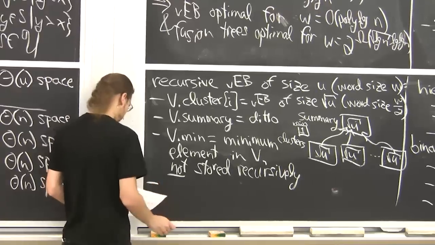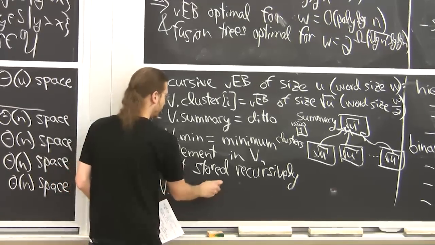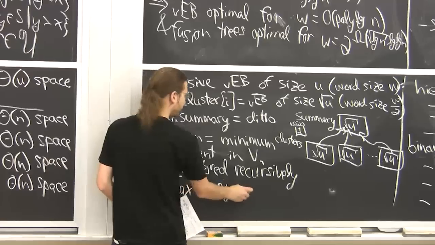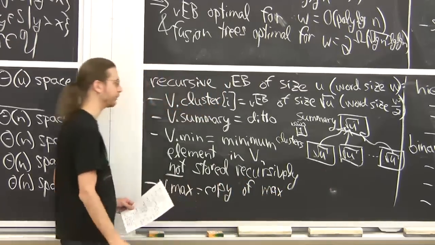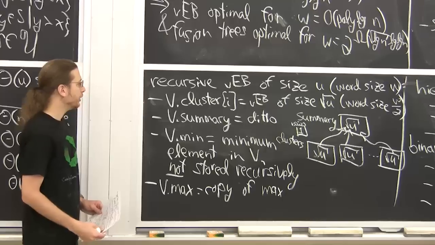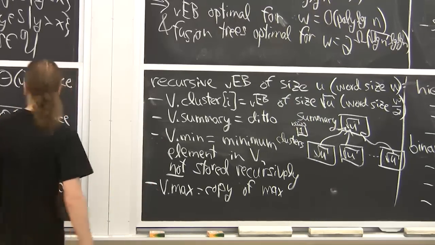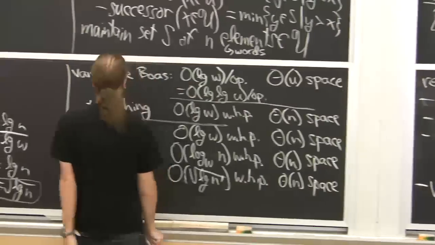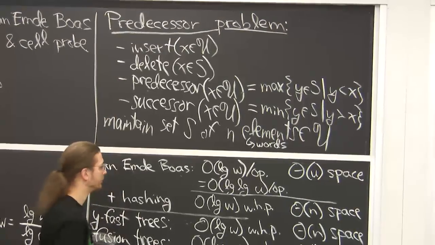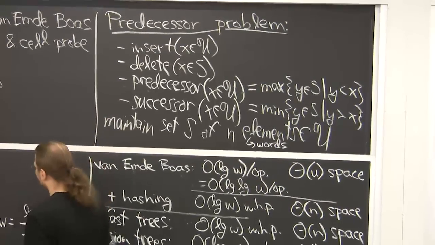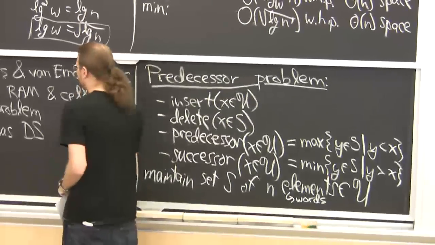This turns out to be crucial to make van Emde Boas work. And then v.max we also need, but it can be stored recursively. So just think of it as a copy of whatever the maximum element is. Okay, so in constant time, we can compute the min and compute the max. That's good. But then I claim also in log w time, log log u time, we can do insert, delete, predecessor, successor. So let's do that.